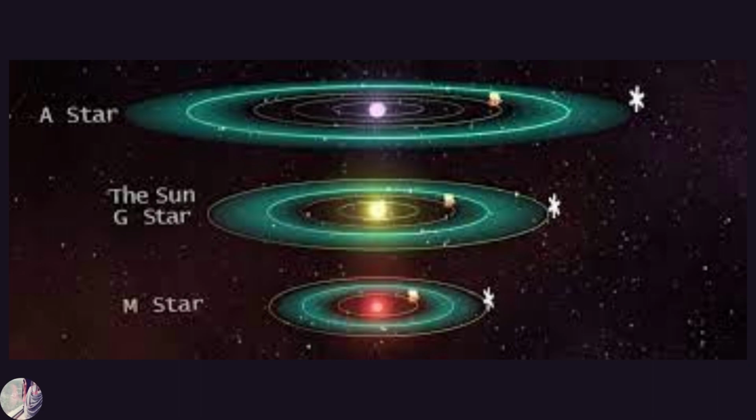If Earth stayed at the same distance from an M-type star like this as it is to our Sun, it would quickly turn into an icy snowball at the edge of the new habitable zone.